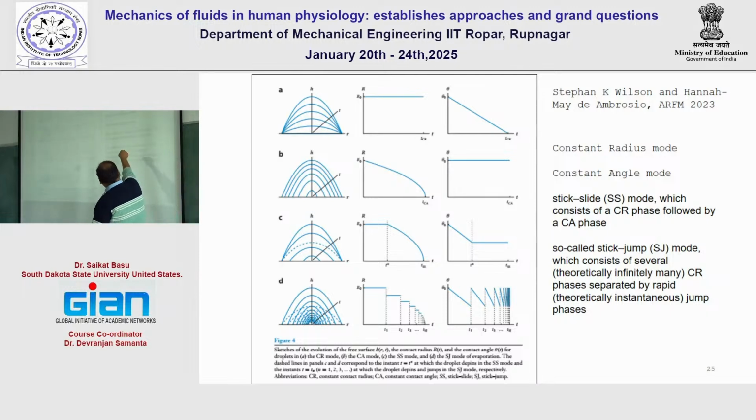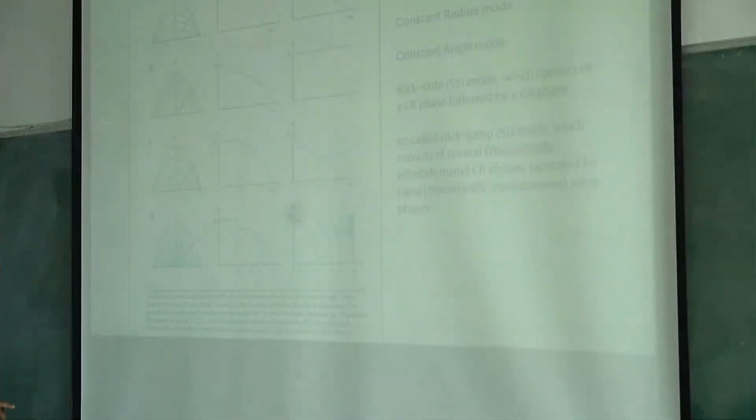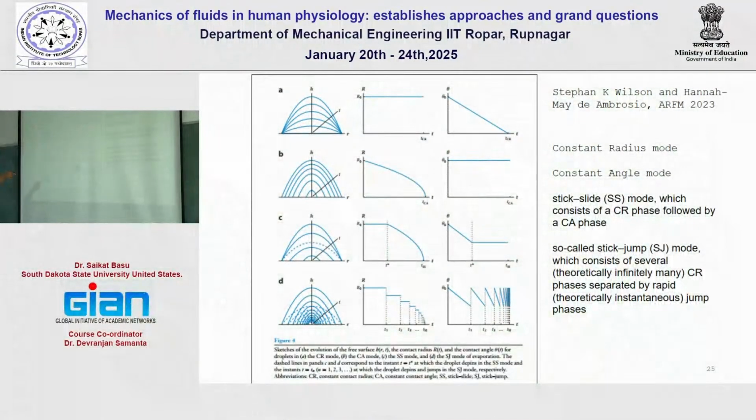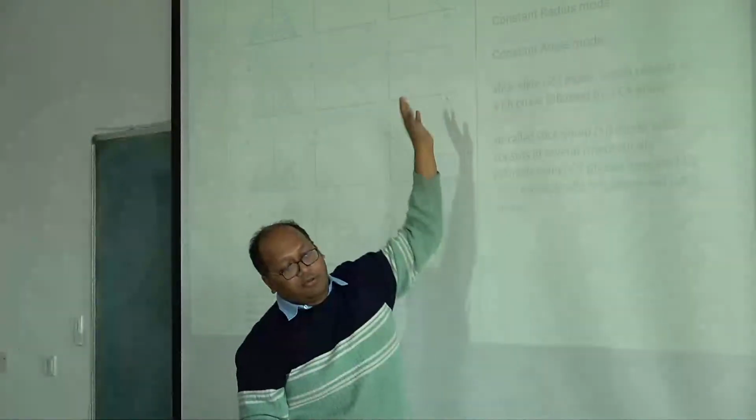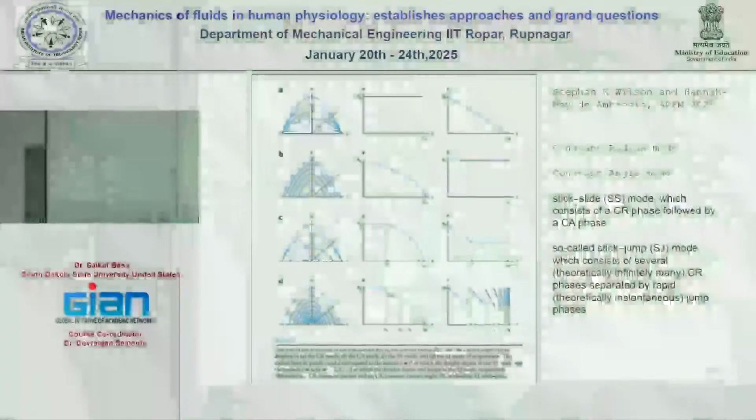Likewise, the other mode is called the constant angle mode. You can see here that it is gradually reducing, so the radius is decreasing, but it is a self-similar profile. The contact angle in most cases is constant, so it is called the constant contact angle mode.